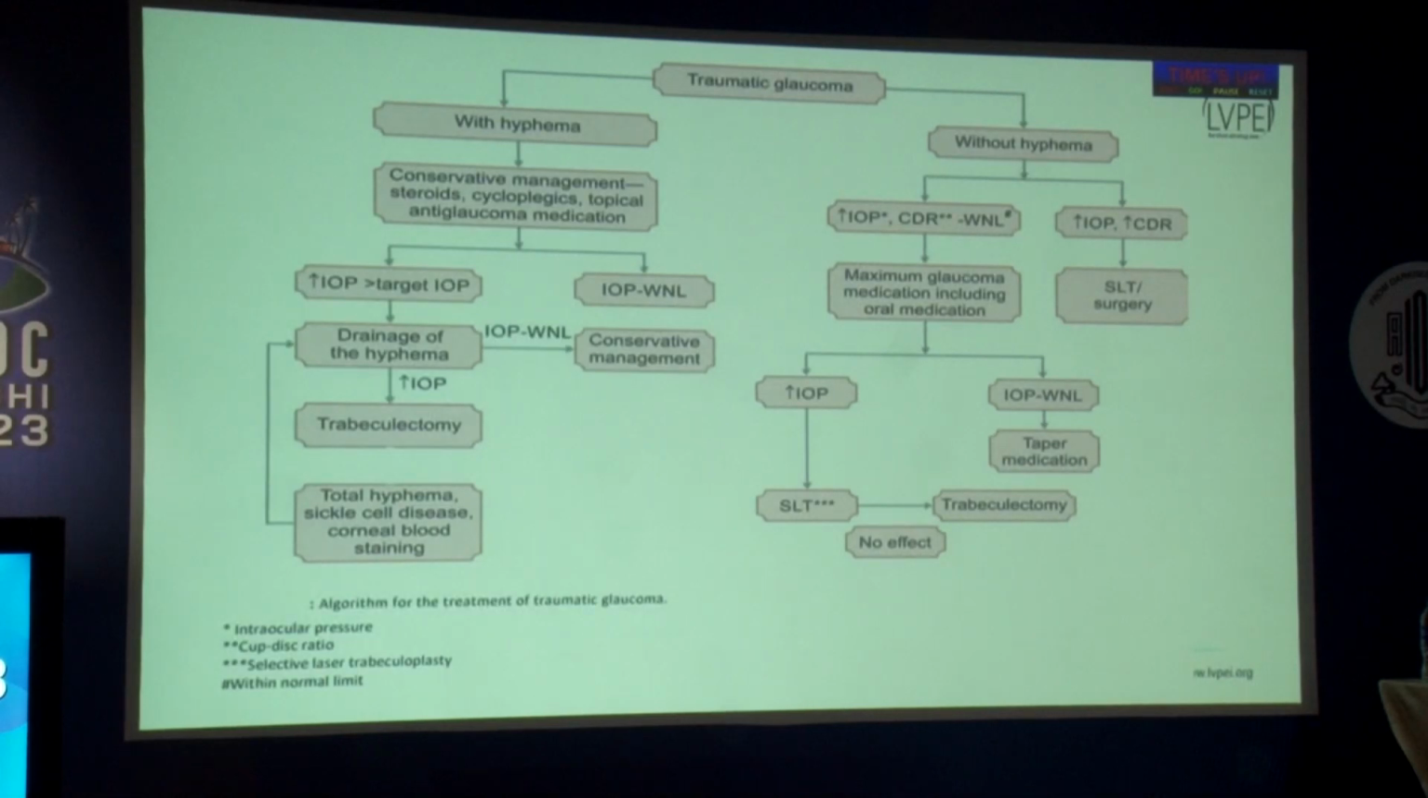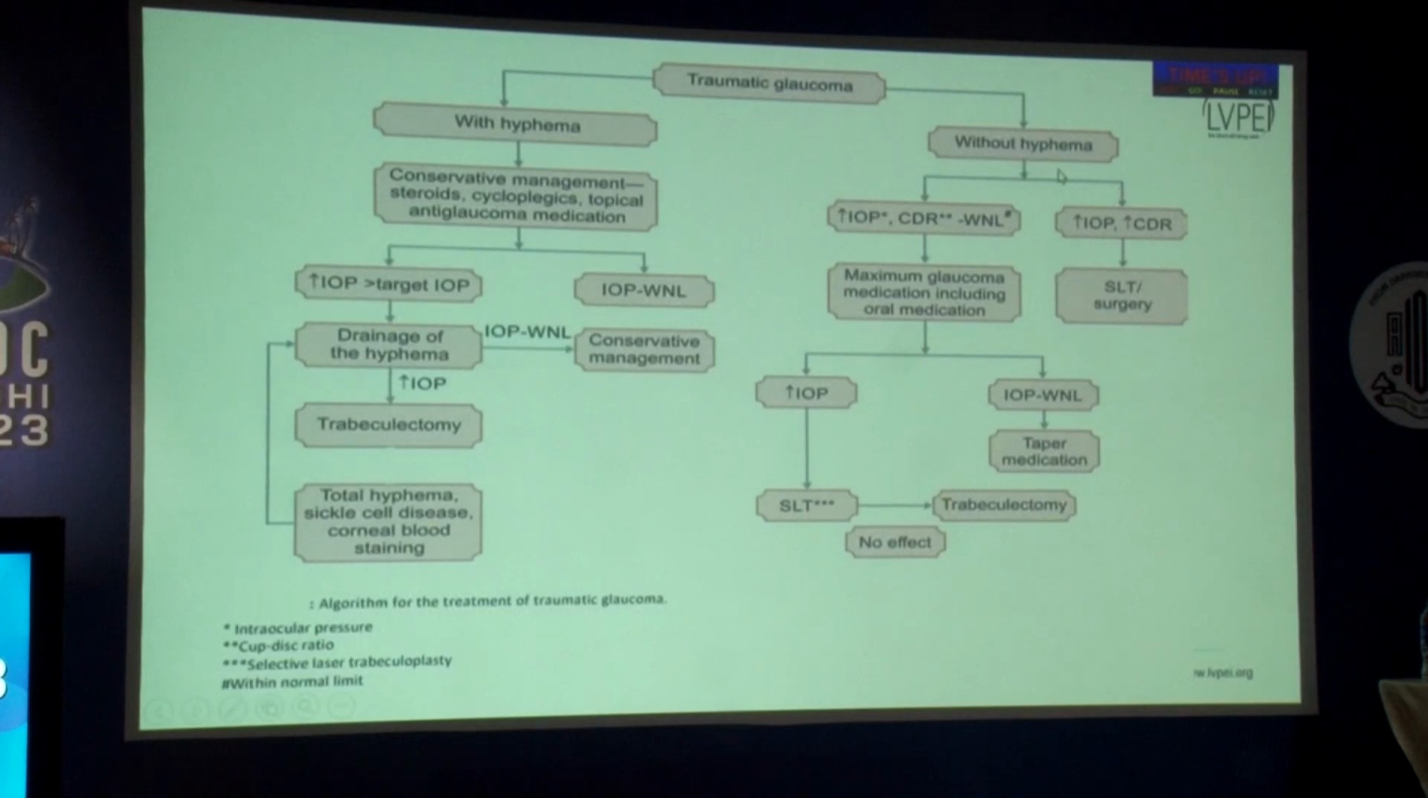As we can see here, if there is traumatic glaucoma with hyphema, we want to treat the hyphema. If the IOP is normal, we can continue with this conservative management. But if the IOP is increased, then we like to drain the hyphema, and if IOP becomes normal, we'll do conservative management. But if there is increase in IOP, we'd like to do a trabeculectomy. So in case of traumatic glaucoma without hyphema, if the IOP and CDR is normal, we'll do a medical management, and if the IOP remains normal, we'll taper the medication over a few months. But if the IOP increases, we can either go for SLT, which is controversial, or trabeculectomy.